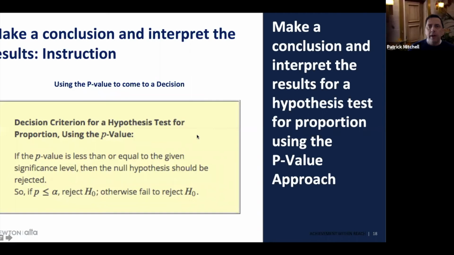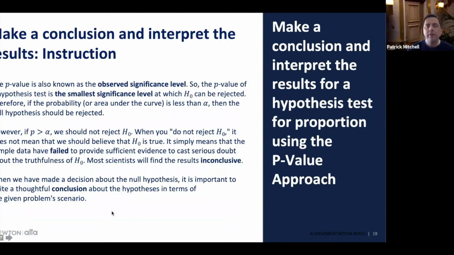All right, so here is the rule: if p is low, the null must go. If p is high, the null will fly. If the p-value is less than or equal to the given significance level, that's if p is low, then the null hypothesis should be rejected. The null must go. Otherwise, if p is high, meaning if p is greater than alpha, fail to reject the null hypothesis. If p is high, the null will fly.